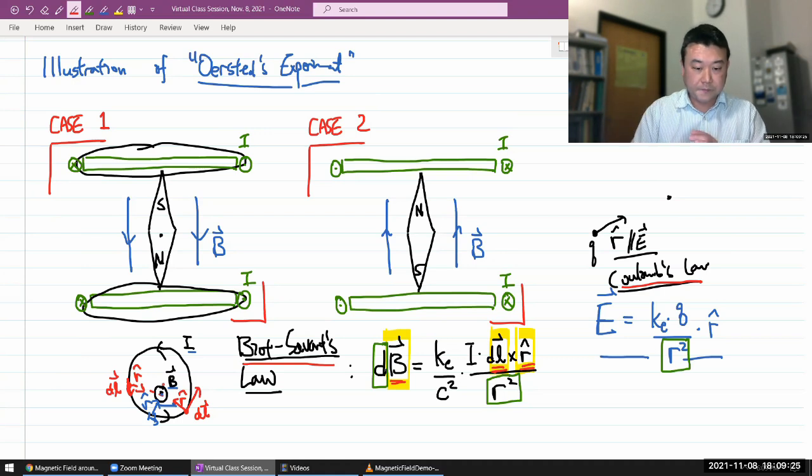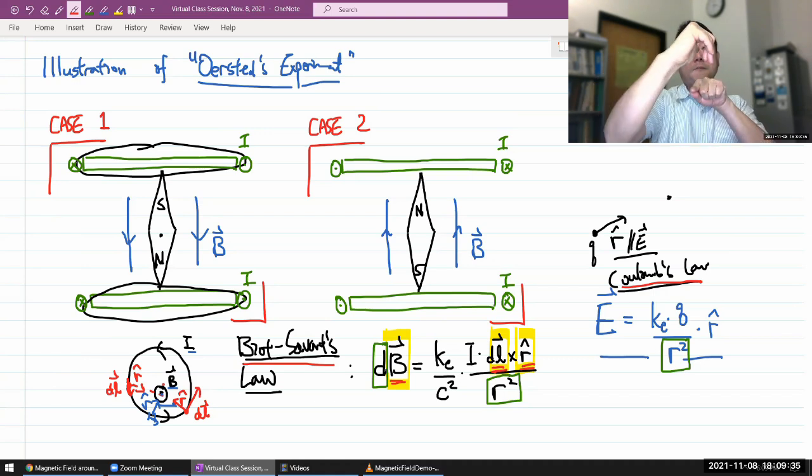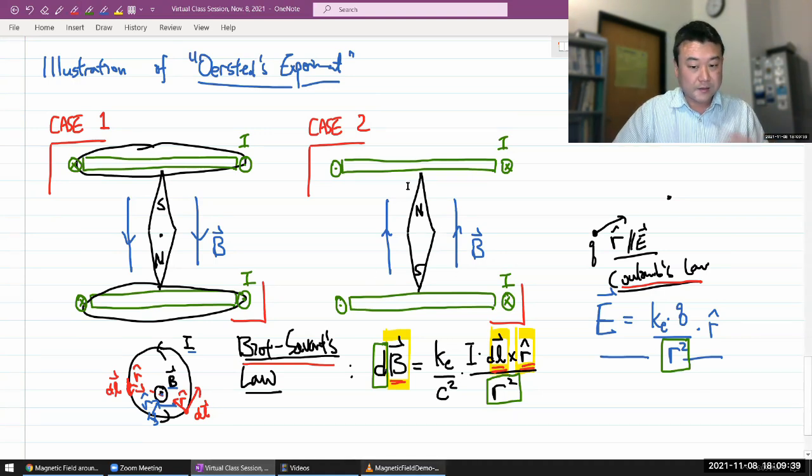So as your hand does a clockwise thing, if your dL points this way, the center is here, r-hat points this way, so your thumb points into the screen, and that's what you got with the magnetic field into the page. So yeah, that's the introduction to Biot-Savart law with its complicated looking expression.